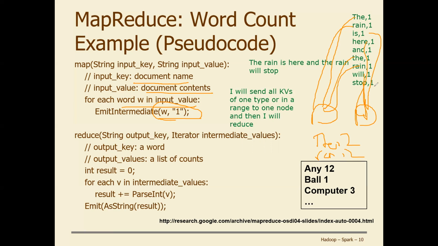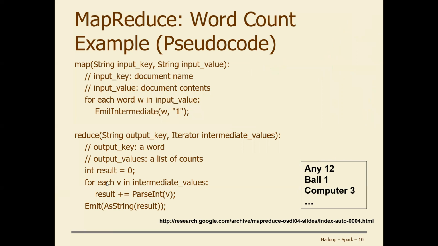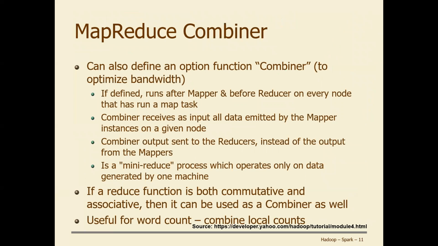So you just understand the basic concept. At this point of time, you don't need to go into too many details. So it's the combiner function to optimize the bandwidth. It runs after the mapper. Once we have mapped, it is run on every node that has run a map task. It receives all the data emitted by the mapper on the given node. The combiner output is sent to the reducer instead of the output from the mappers. So combiner is simply a data wrangling sort of step.